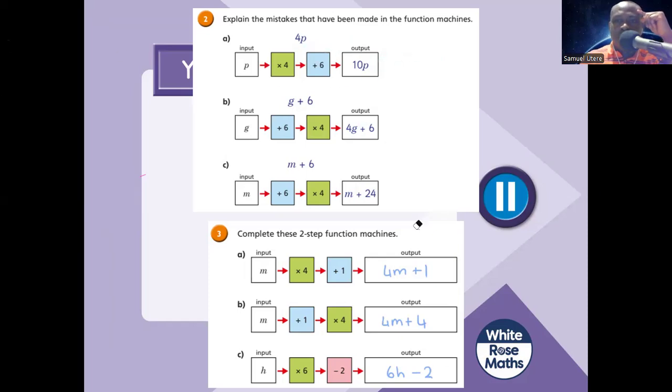All right, so let's look at question 3. You're asked to complete these two-step function machines. To complete the two-step function machines, m times 4 plus 1 means 4m plus 1. And then that means m plus 1 times 4, so that will be 4m plus 4, and then that one, that's the answer. So 6h minus 2. All right, let's move on.